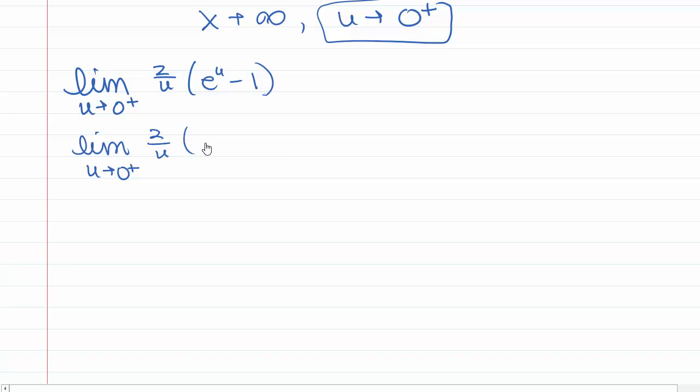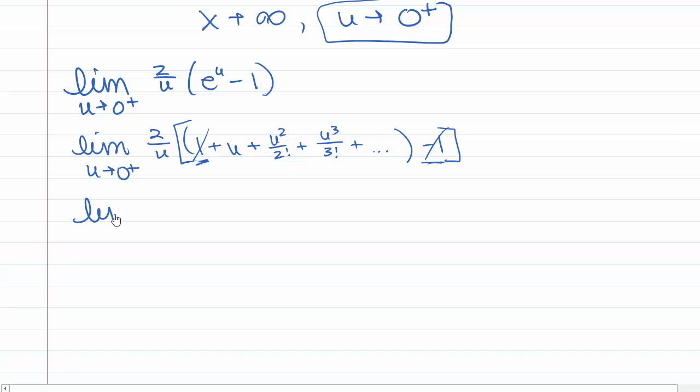of 2 over u times, and then we have 1 plus u plus u squared over 2 factorial plus u cubed over 3 factorial plus dot dot dot. And then we have minus 1, and this whole thing was in parentheses. Okay, so now again we have a 1 in the front and a negative 1 at the end. So we're going to be able to cancel those. And so we're going to be looking at limit as u goes to 0 from the right of 2 over u times u plus u squared over 2 factorial plus u cubed over 3 factorial.